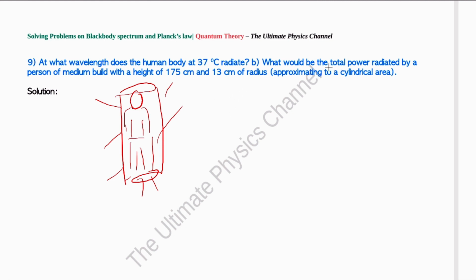That is the assumption that is given here. And we are asked to calculate the total power radiated by a person of medium build, where the height is given to be about 175 centimeter, and then 13 centimeters is the radius of such a cylinder, right? And temperature of this person is given in centigrades as 37 degrees centigrade.